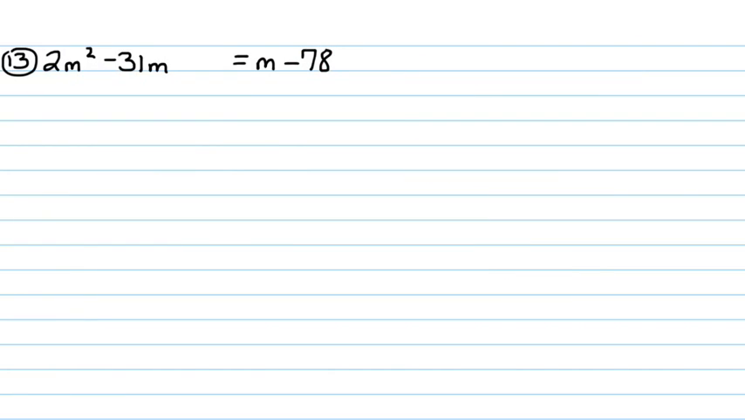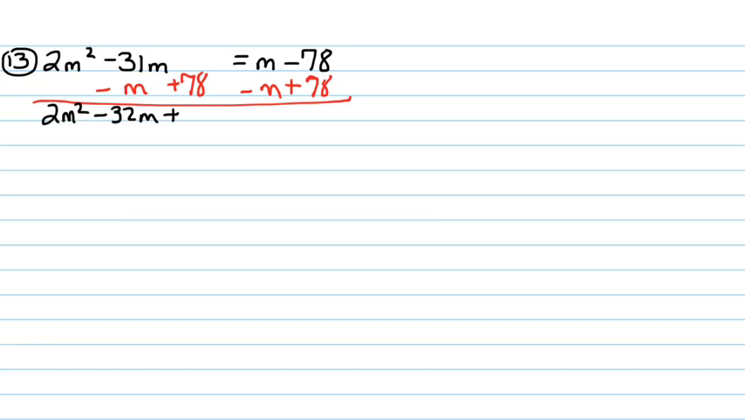Last two that we're going to have to do the quadratic formula for, we have on number 13, we're going to subtract m from both sides and add 78. That's going to leave us with that 0 on that one side. And on our left side, we have 2m squared minus 32m plus 78 equals 0. Well, all of those numbers are divisible by 2, so I'm going to factor out a 2 out of all of those, giving me m squared minus 16m plus 39 is equal to 0.